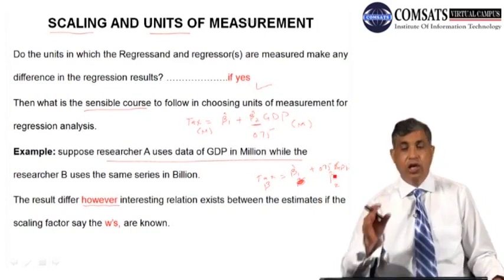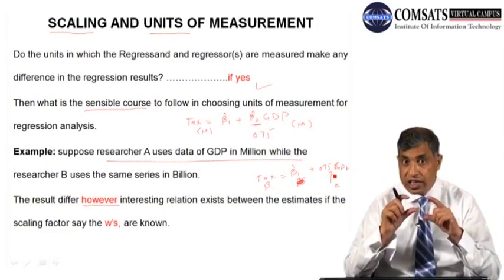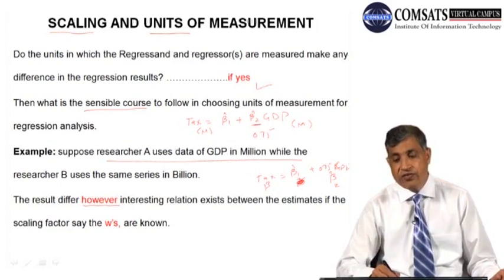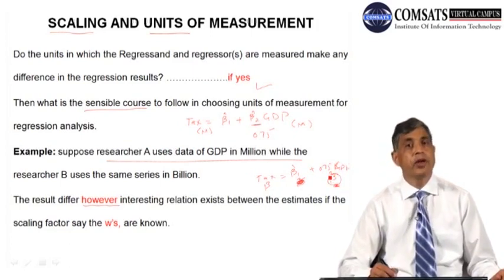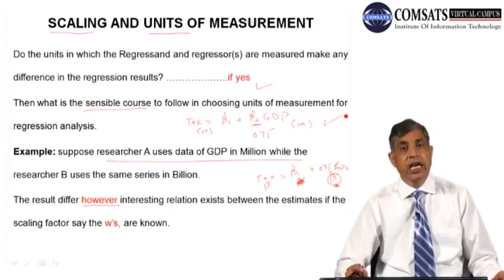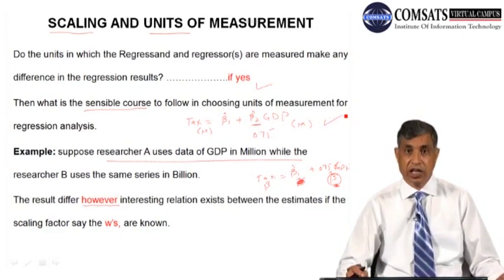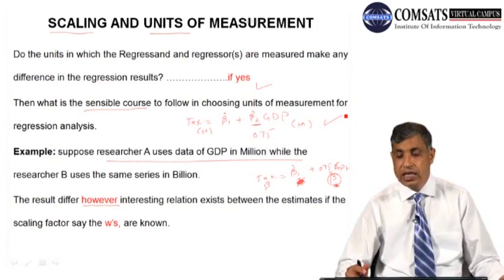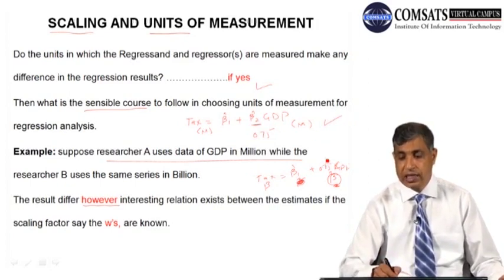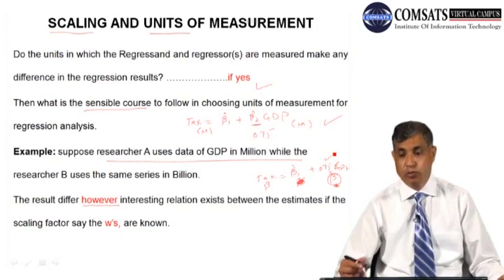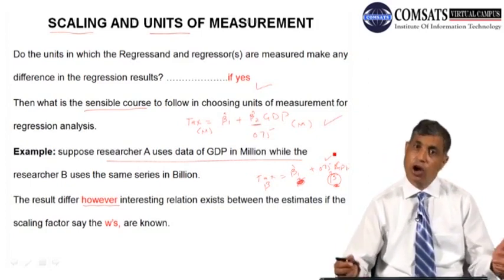Now look at this: the same equation, but the interpretation has changed. Now I am saying that if the GDP of Pakistan changes by 1 billion, whereas in the previous case I was saying 1 million, if the GDP of Pakistan increases by 1 billion rupees, there is a 0.75 billion increase in taxes on average.